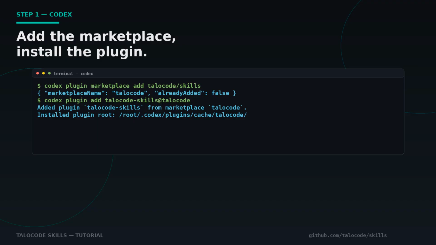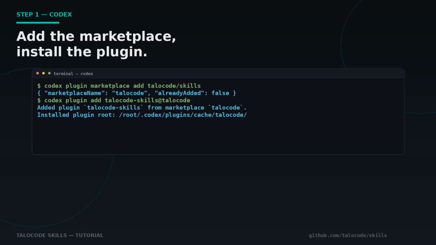Claude Code uses the same repository, so the install is nearly identical, just with slash commands instead of a shell. Type /plugin marketplace add Talocode/skills. Claude registers the marketplace the same way Codex does. Then /plugin install Talocode Skills at Talocode. Claude installs the plugin and tells you to reload plugins to activate it in the current session. Run /reload plugins.